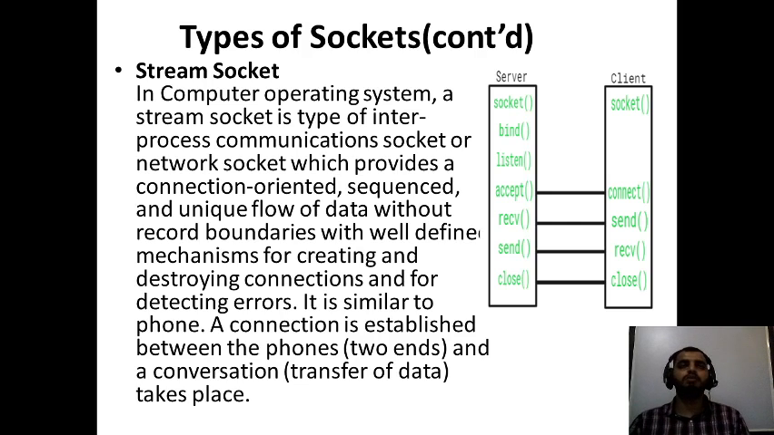In the same way, in a stream socket, multiple connections, multiple processes and multiple receive, open and close type of connections are being created and destroyed. But here it follows some path, it has some predefined instructions, it follows some rules to transfer the information so that no data or no packet is lost on the way to be received at the receiver's end. Now it is similar to a phone. A connection is established between the phones, or the two ends, and a conversation or data transfer takes place.